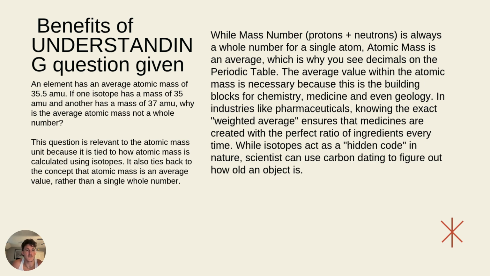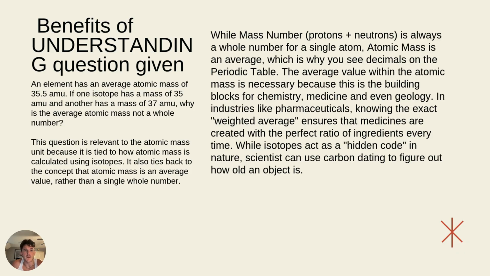Benefits of understanding. This is kind of like a little example. An element has an average atomic mass of 35.5. If one isotope has a mass of 35 AMU and another has a mass of 37 AMU, why is the average atomic mass not a whole number?